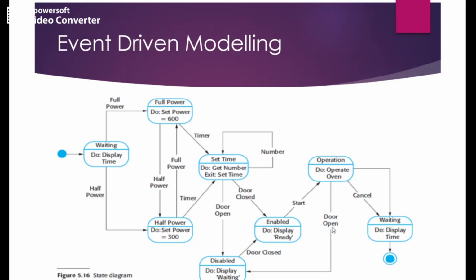You can see the different states in your system. One is the waiting state, another one is the full power state, set time state, half power state, disabled state, enabled state, operation state, waiting state. These are the different states, and the events are like half power, full power, timer. These events mainly cause your system to move from one state to another state.